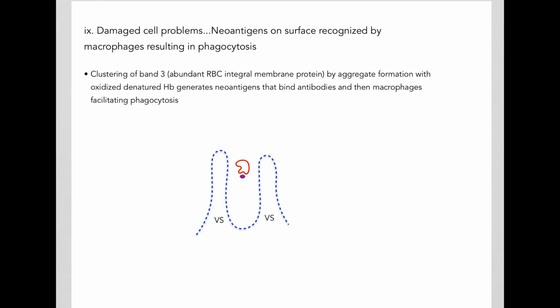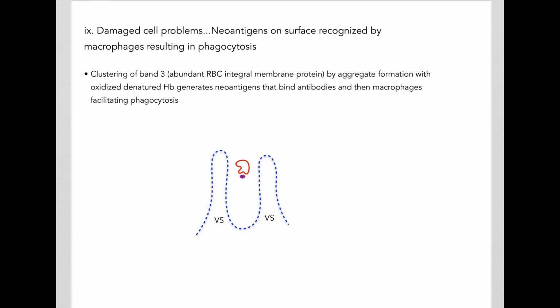One is the fact that the old or damaged red blood cell has what we call neoantigens on the surface, and these new antigens are recognized by macrophages. So there are a lot of macrophages around here. Because of these surface neoantigens present on these old or damaged red blood cells, these macrophages recognize them very quickly and basically eat them up through phagocytosis.